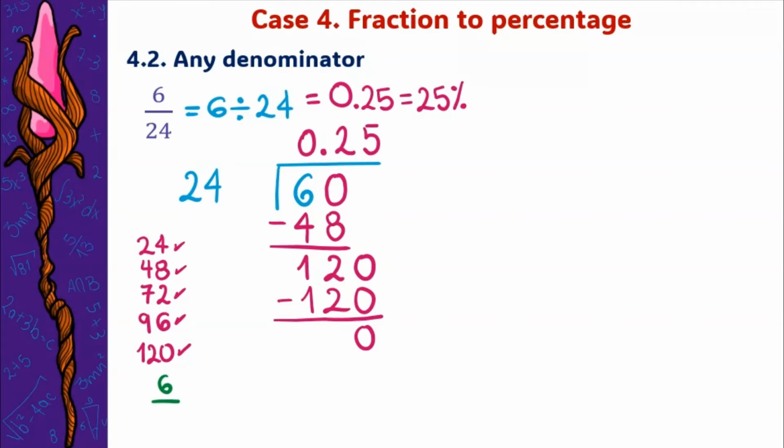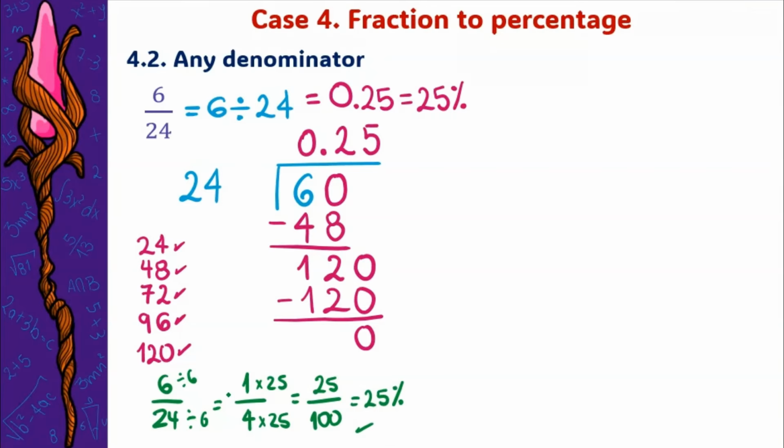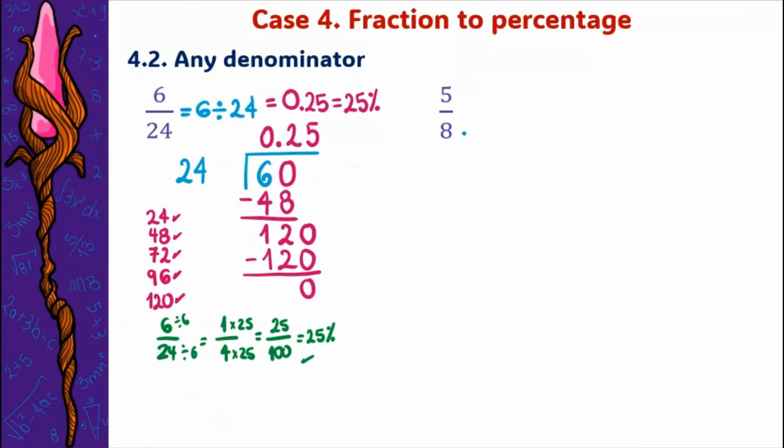For this one, also notice that 6 over 24, we could simplify it, dividing by 6. That's going to give us 1 over 4. And then with the previous method, 4 times 25, we could have found that this is 25 over 100, which is just 25%. But sometimes we cannot do that, we cannot simplify, and the only option is to do the division. For example, 5 over 8. We cannot simplify this anymore. The only thing that we could do is the division.